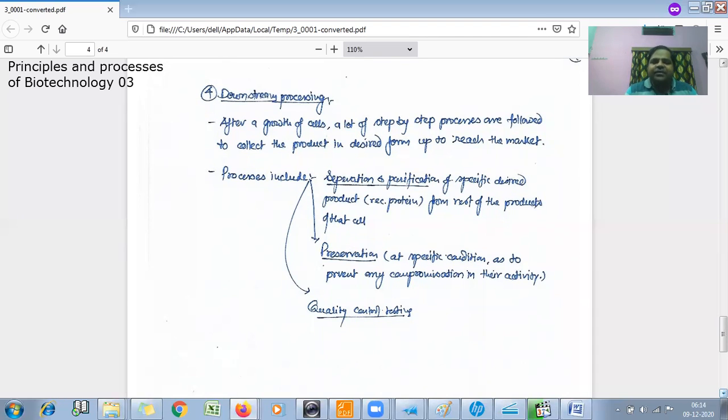And the last is quality control testing. It means we need to test every time the quality of the recombinant protein so that we can utilize the recombinant protein for human consumption.